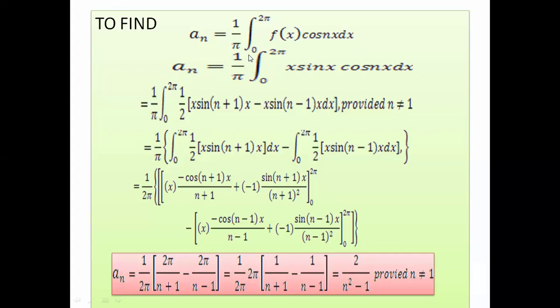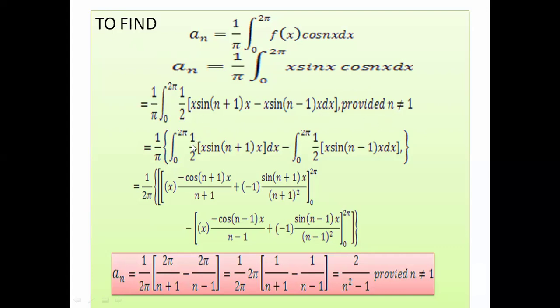An is equal to 1 by pi integral 0 to 2 pi f of x cos nx dx. An is equal to 1 by pi integral 0 to 2 pi x sin x cos nx dx. Now we have to apply the sin a cos b formula: 1 by 2 [sin (n plus 1)x minus sin (n minus 1)x], provided n is not equal to 1.